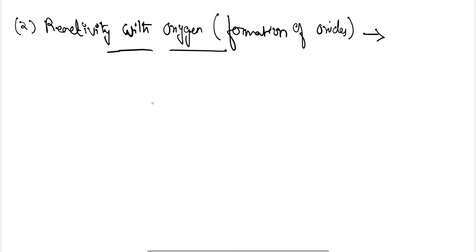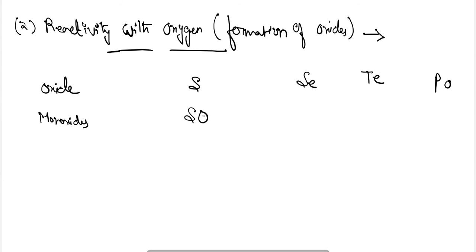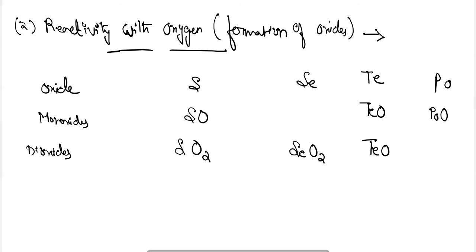So here are the oxides which can be formed by the group 16 elements: sulfur, selenium, tellurium, and polonium. If we talk about monoxides, then sulfur monoxide, tellurium monoxide, and polonium monoxide are possible, while selenium monoxide is not possible. Dioxides: SO2 gas is possible, SeO2, TeO2, and PoO2 are possible.